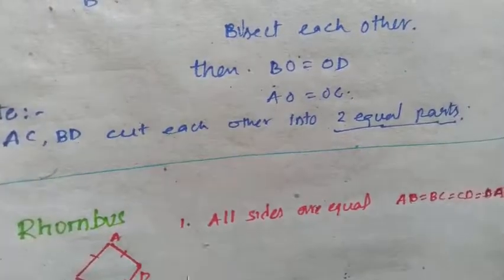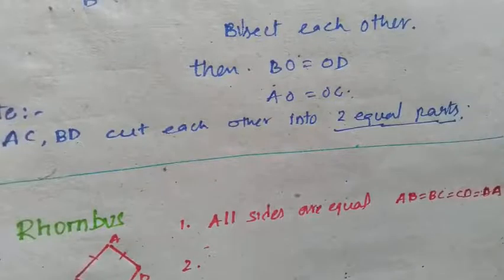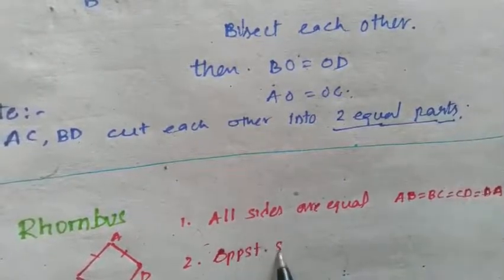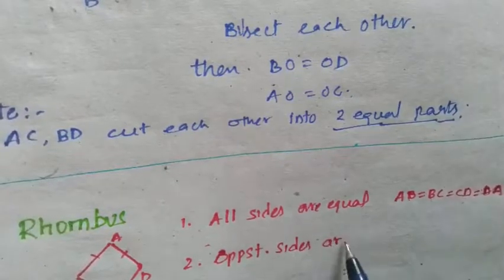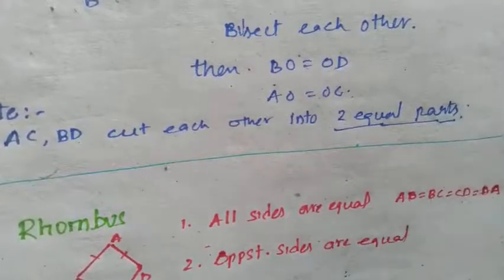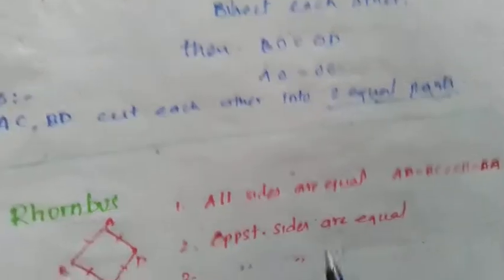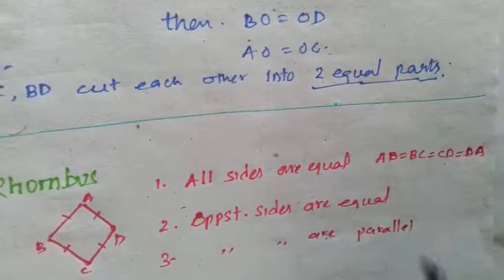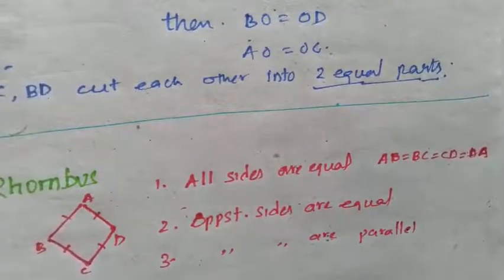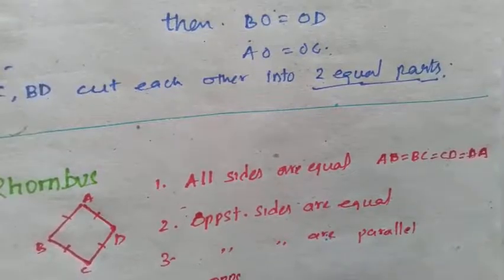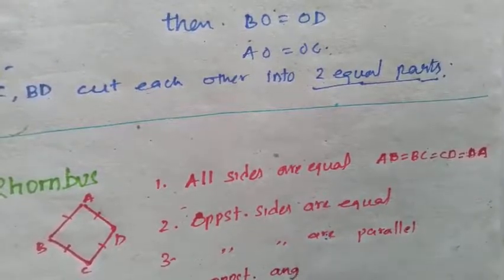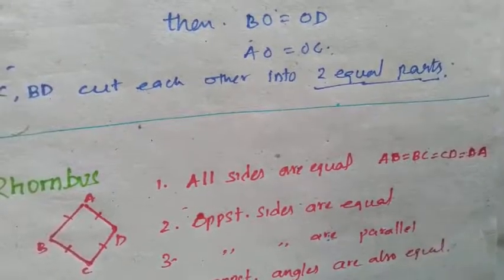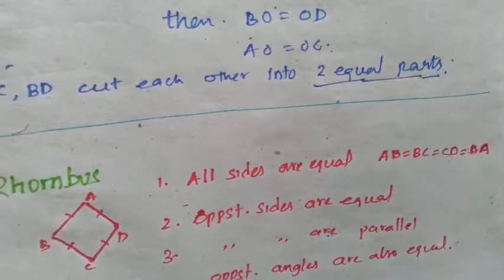This is the first property. Next one, opposite sides are equal. Opposite sides are parallel as well. Okay, and opposite angles are also equal. Diagonals bisect each other.